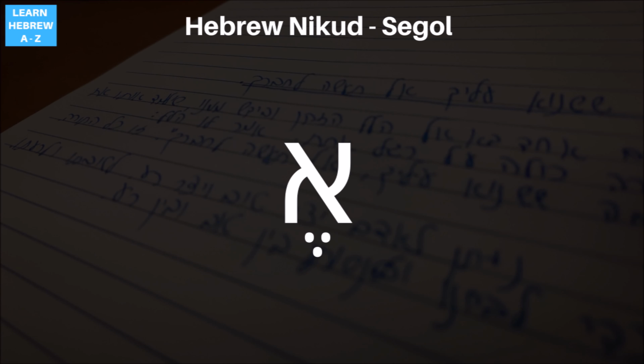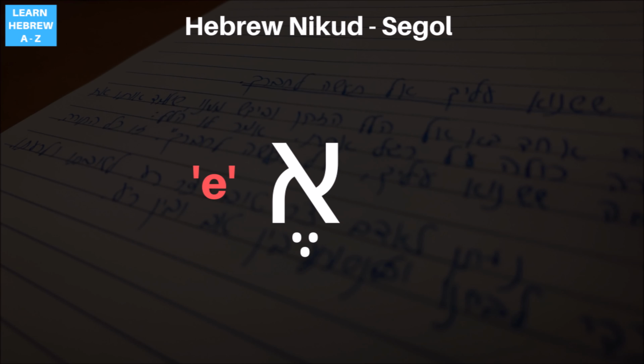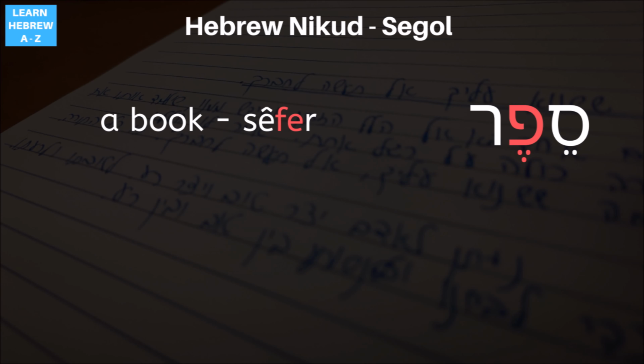We can decorate any letter with Segol, and the sign looks like 3 dots under the letter. Segol creates the sound of E. Segol represents a short vowel in Hebrew. Let's see some examples. Look at the word Sefer. Sefer. You can see that the letter P is decorated with Segol.